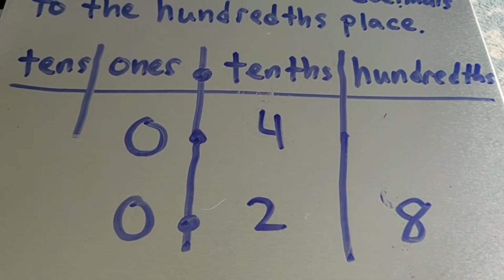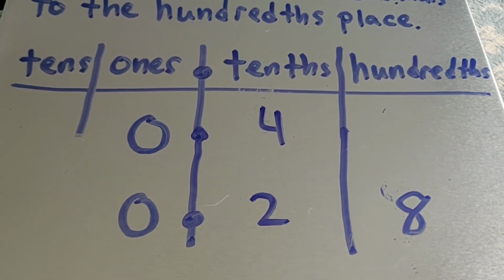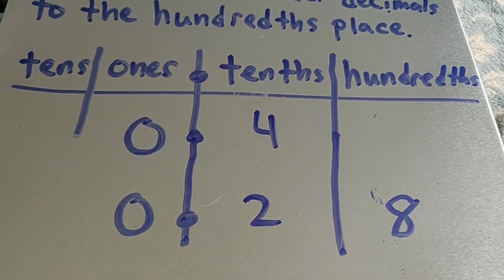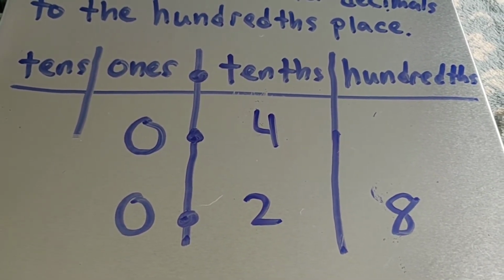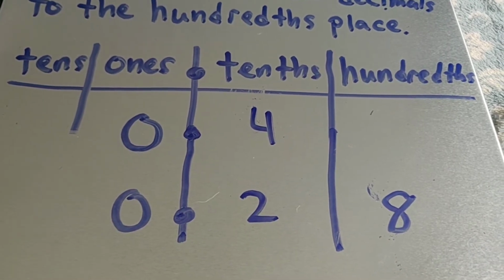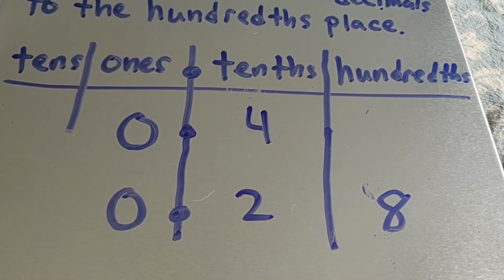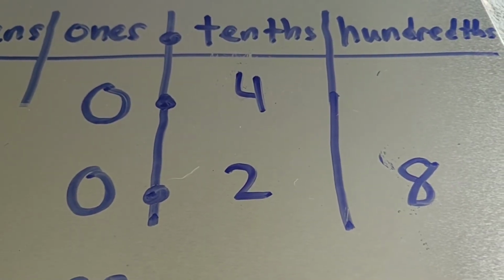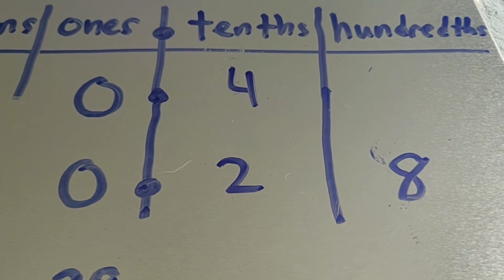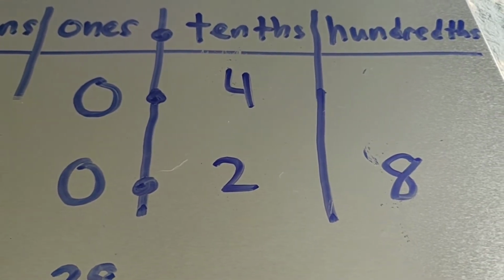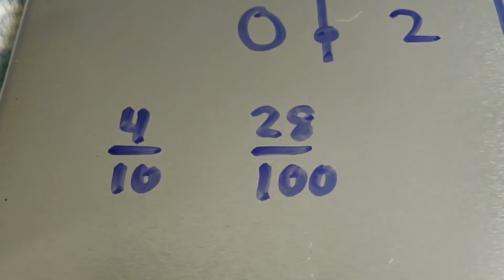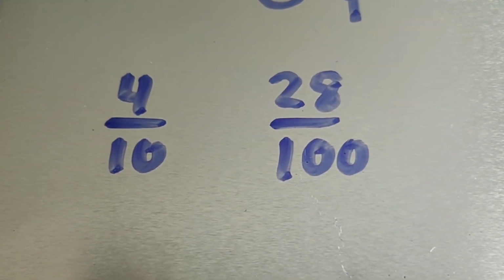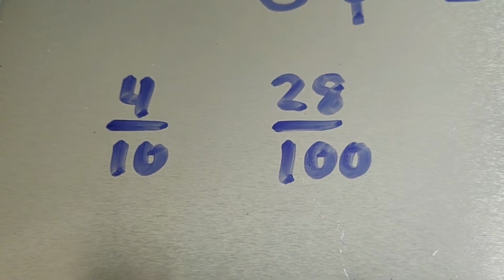Now pay close attention here. We're going to compare 0.4 and 0.28. So 0.4 is 4/10 and 0.28 is 28 hundredths. Again, 0.4 is 4/10 and 0.28 is 28 hundredths. So 4/10 and 28 hundredths, but we don't have the same denominator, so it's not that easy to compare them.